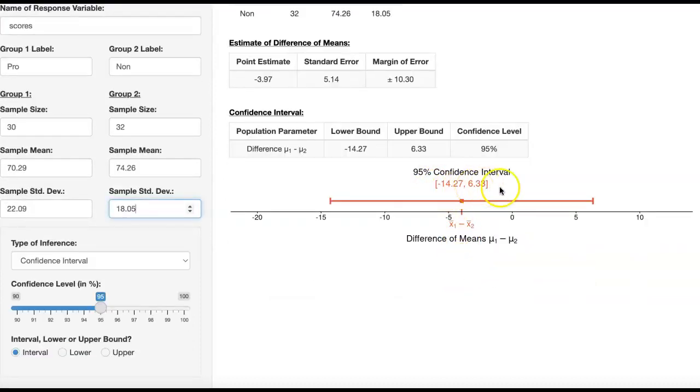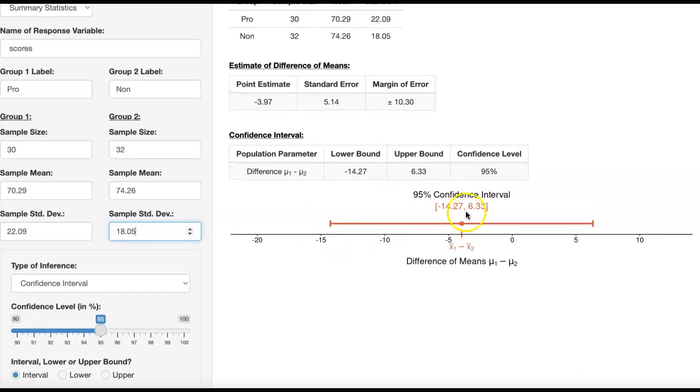14.27 and 6.3, which means that because it's negative and positive, 0 is contained inside of this confidence interval. That means it's possible there's no difference, because based on the variability, we may sometimes get the proctored group scoring higher than the non-proctored group. And that's what these numbers mean. It leans slightly towards the proctored group scoring lower, but you could see those values right there.